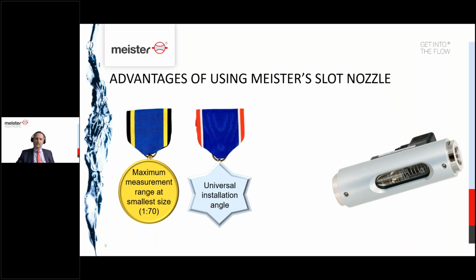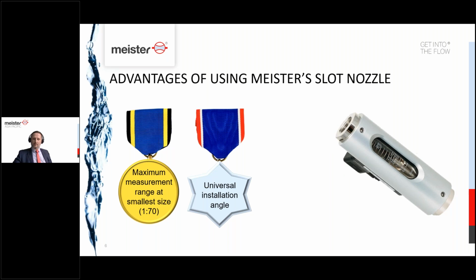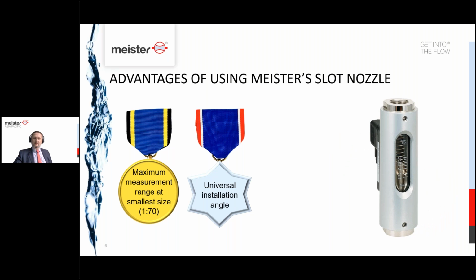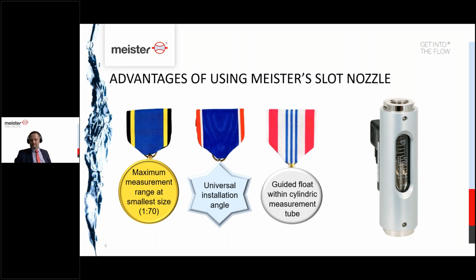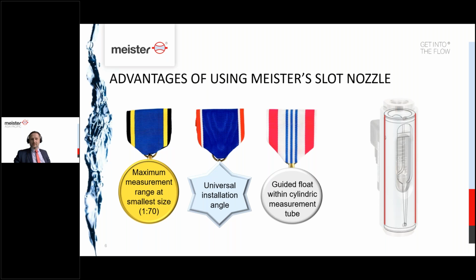Another design advantage with our installed spring is that we can install our flow meters in all angles, not just vertical. Finally, another big advantage here is that the measurement tube is parallel, cylindric, which allows the float inside to travel smoothly in a guided way, which cannot get stuck at the edge, which is a common problem with the tapered design rotameter. So that ensures a reliable measurement over years and decades.